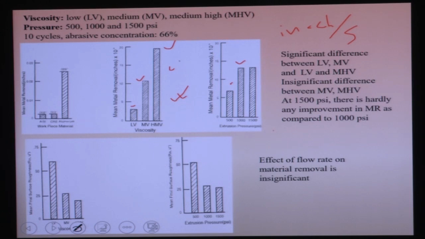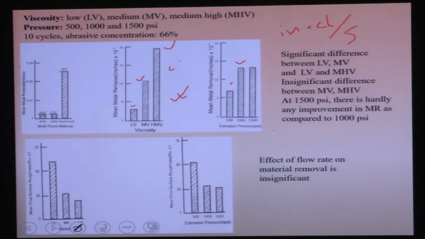But when you go from 1000 to 1500 psi pressure, there is hardly any improvement. So you can say that the optimum pressure here is 1000 psi, because beyond 1000 psi you are not getting any improvement in the material removal rate.